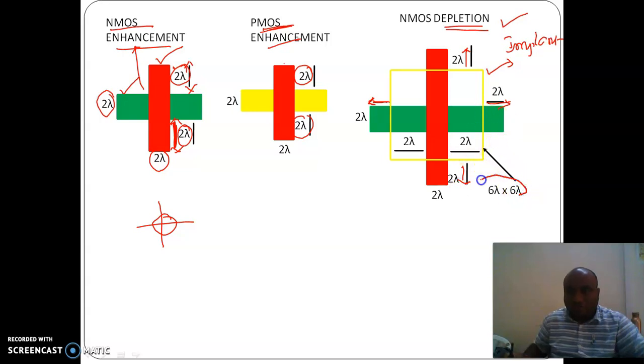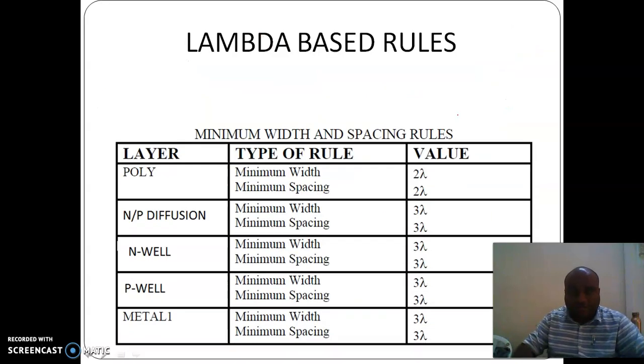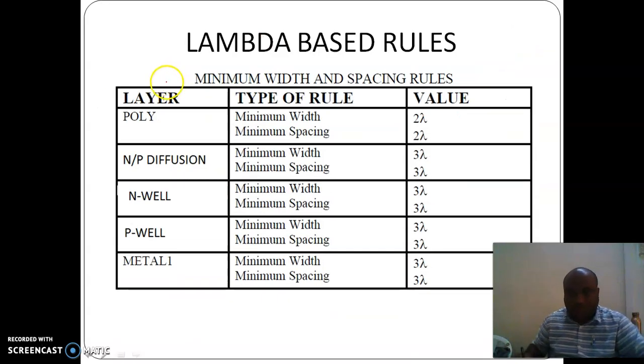Total depletion, that is implant size, should be 6 lambda by 6 lambda. So this dimension totally is 6 lambda, and this dimension from here to here is 6 lambda. Whereas lambda based design rules are tabulated here, whichever we have discussed now.